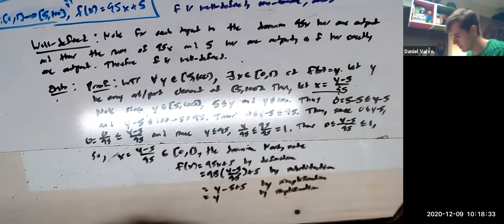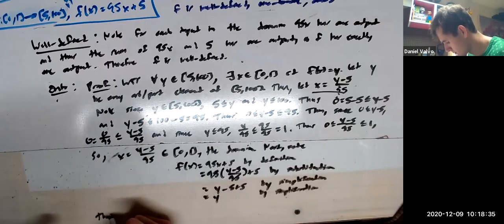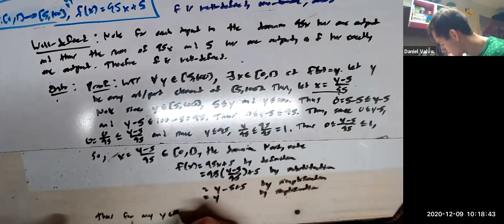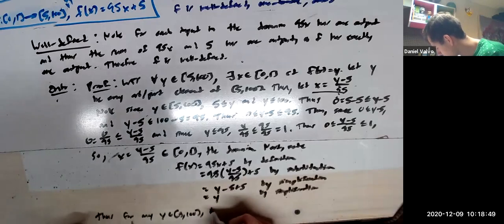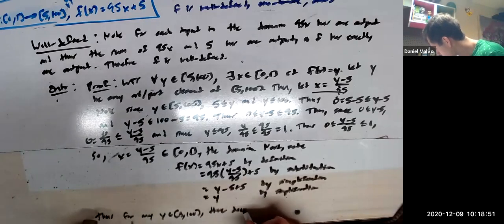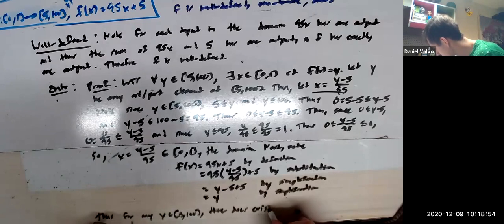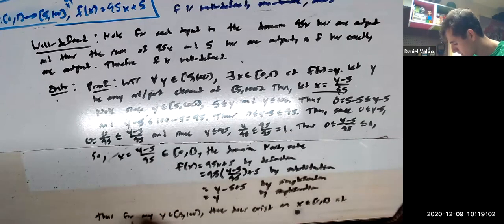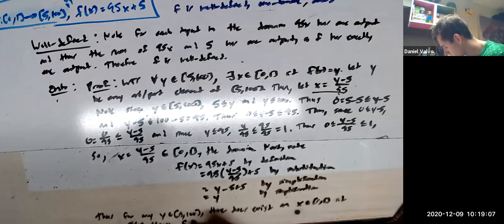Thus, for any y in [5, 100], the codomain, there does exist an x in the domain such that y equals f of x. Hence, f is onto.